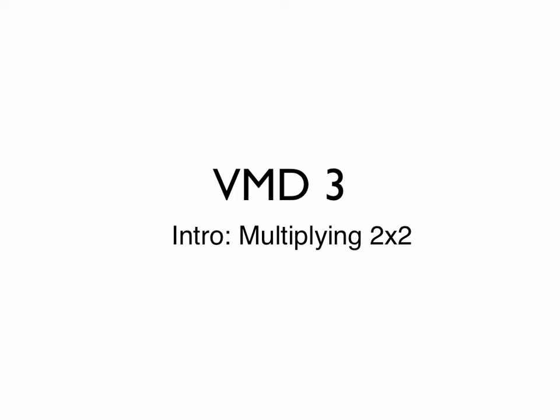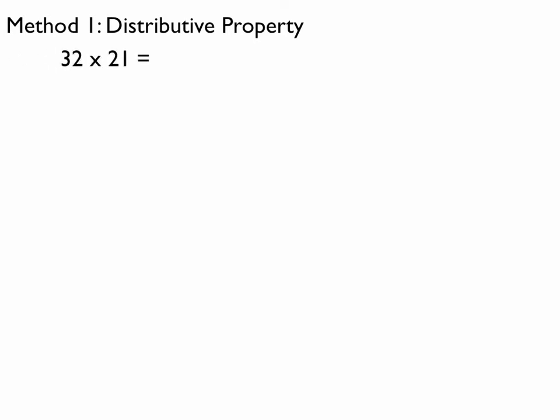Welcome to Vertical Multiplication and Division Booklet 3, Introduction into Multiplying 2 by 2. So we're actually going to do it in a couple of different ways. Method 1 is the distributive property. So 32 times 21, I'm going to split them up and make it a little bit easier on you.